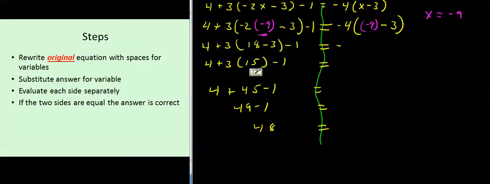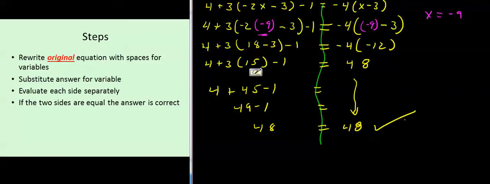Right-hand side, negative 4 times negative 9 minus 3, negative 12, positive 48. I don't need to write it down anymore. 48 equals 48. Check. We're good to go.